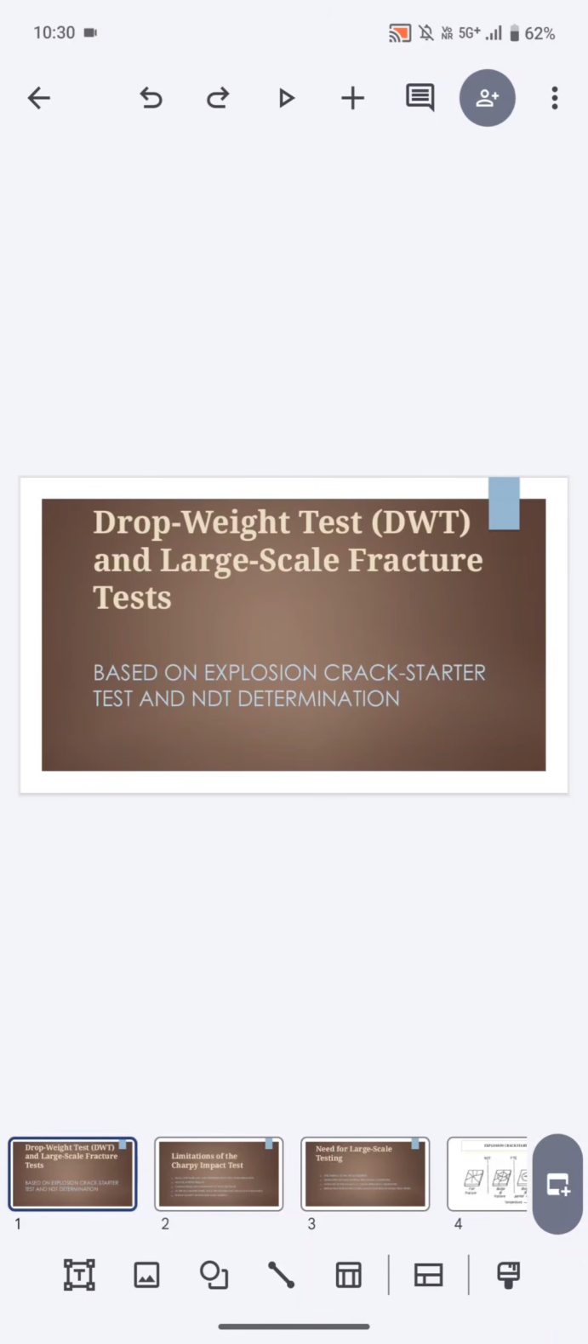The most logical approach to this problem is the development of tests that are capable of handling specimens at least 25 mm thick. The development of such tests and the related methods of analysis has been chiefly the work of Pellini and his co-workers at the US Naval Research Laboratory.